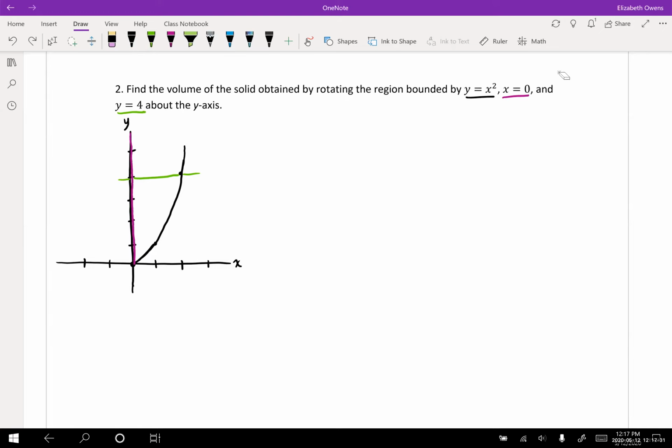Oops, just got rid of the axis. Okay, y equals 4 there. So, yeah, we are just looking at the area that's bounded by those 3 curves. So that's going to be this area right in here. And we're going to take that area and we're going to rotate it about the y-axis this time. So we're rotating like this.